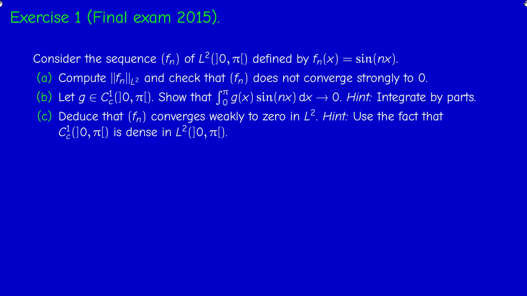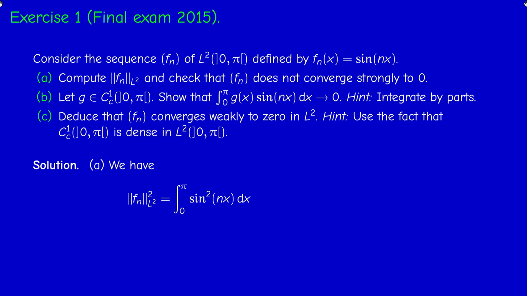So one example would be the sequence F_n(x) equals sine nx, and this is a sequence of L2(0, pi). We have to prove that it does not converge strongly to 0, but it converges weakly to 0. So let us start with the easy part by computing the norm of F_n.